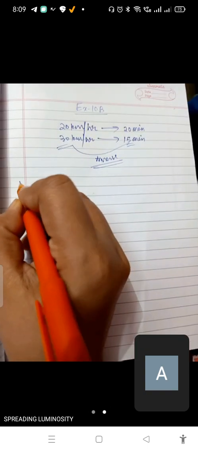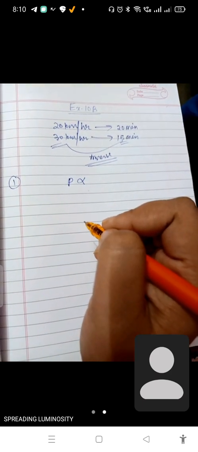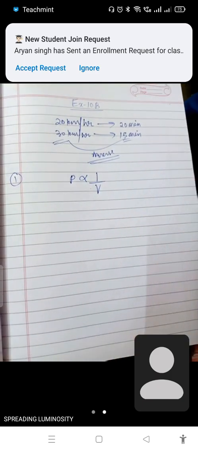So let's begin the questions. In first question, we have the pressure P of an enclosed gas held at a constant temperature in inverse proportion to the volume V of the gas. It is given that the pressure is inversely proportional to volume. It will be in multiplication. The constant is K. So we can write PV is equals to K.